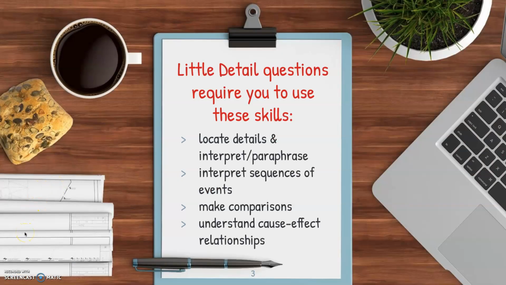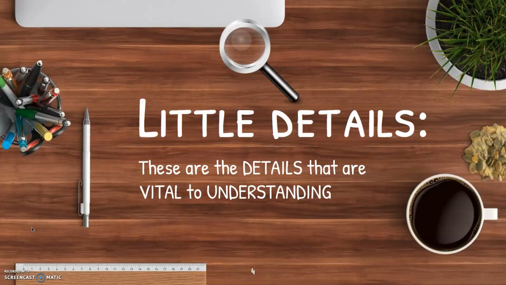So let's take a look at the types of skills that we need to use to answer these questions. These questions require us to locate details and to either interpret them or paraphrase them. We also need to interpret sequences of events. We need to make comparisons, and we have to understand cause and effect relationships. So in essence, the little details are the little details that are vital to understanding. If you don't understand the small stuff, it's really difficult to have a good understanding of a passage as a whole, which is why ACT places so much focus on these types of questions.